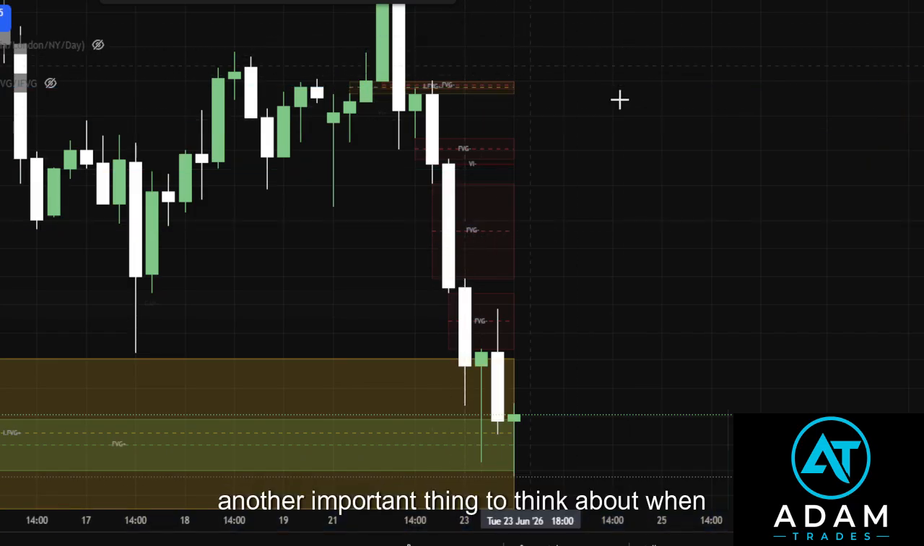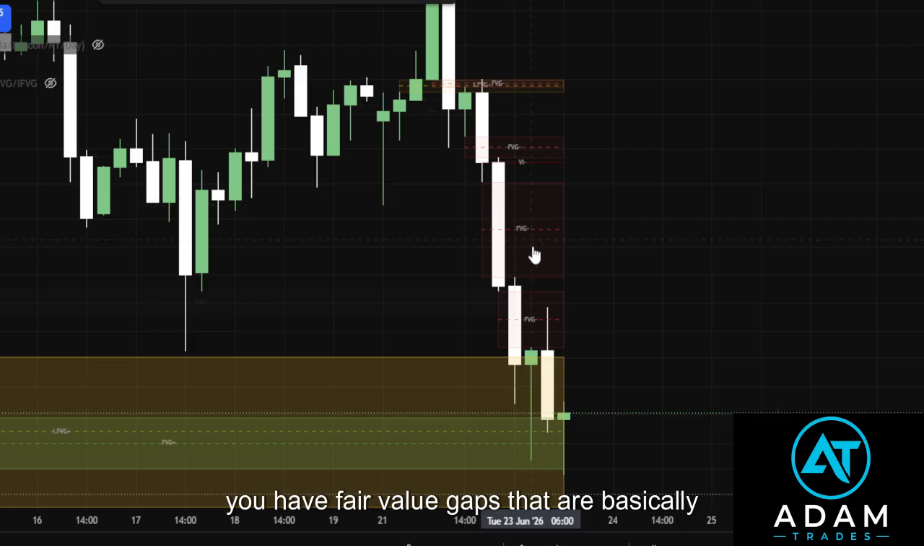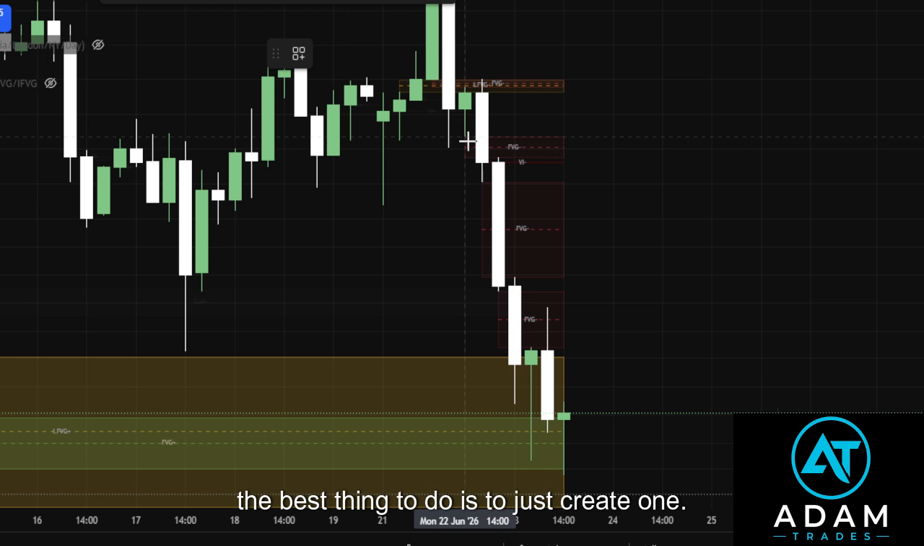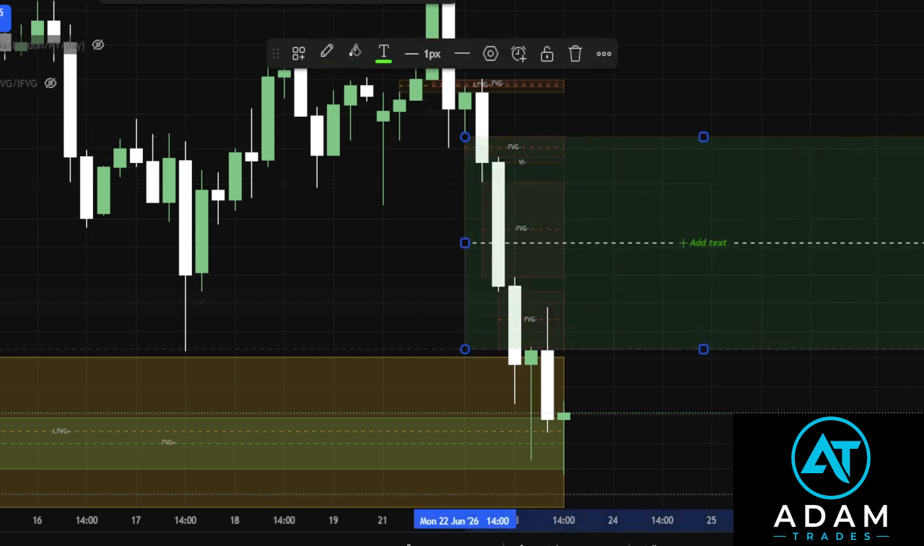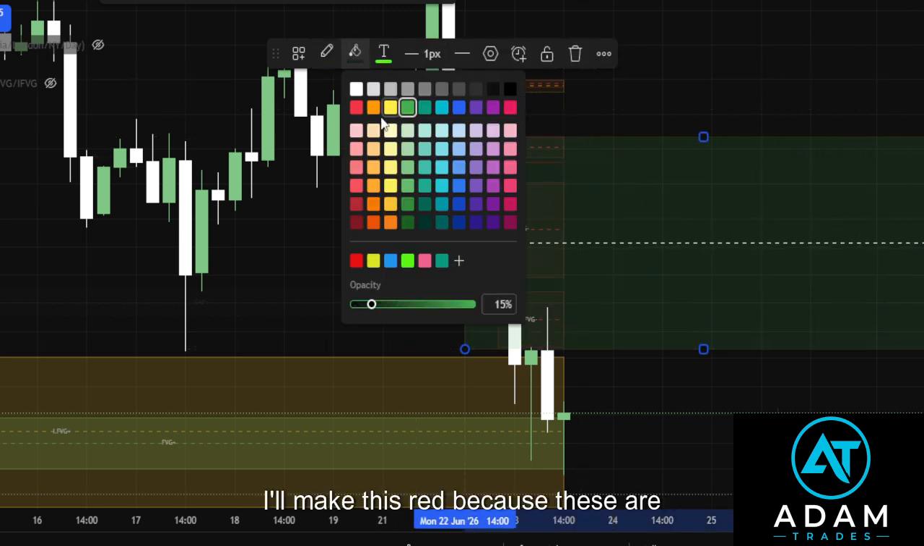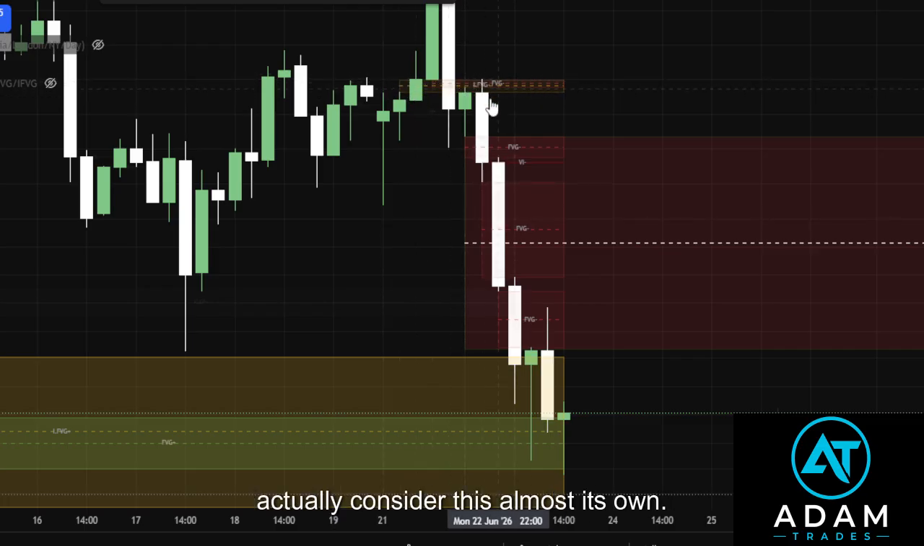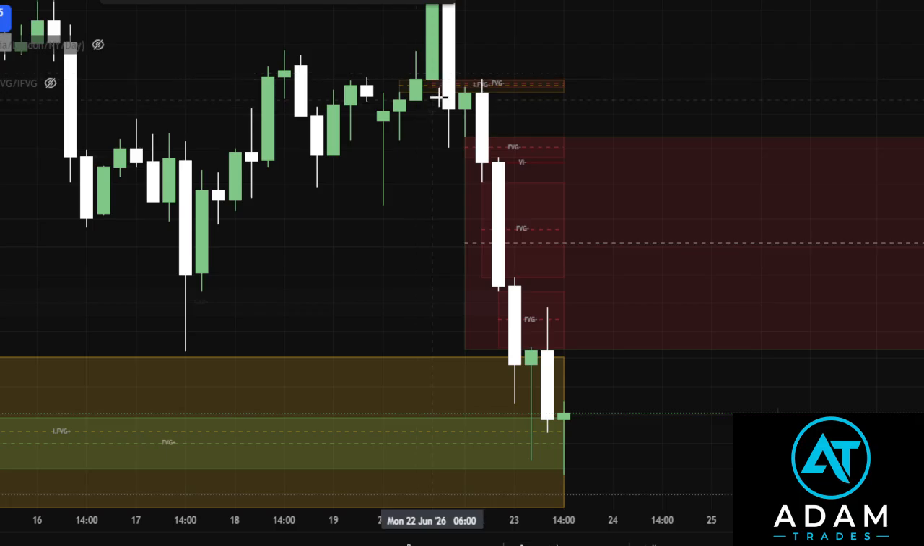Now, another important thing to think about when you have fair value gaps that are basically overlapping each other like this, the best thing to do is to just create one. Make this red because these are technically bearish. I could have included that, but I would actually consider this almost its own. Yeah, I would leave that alone.